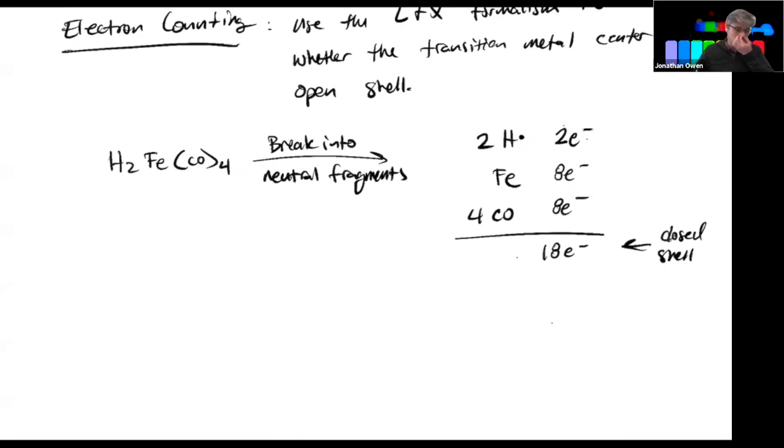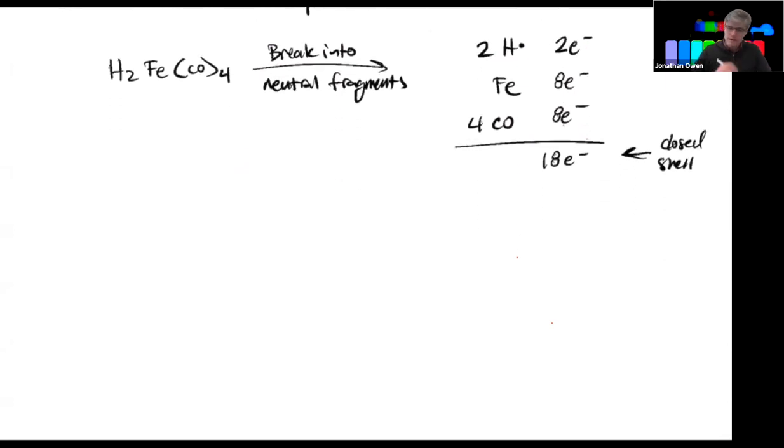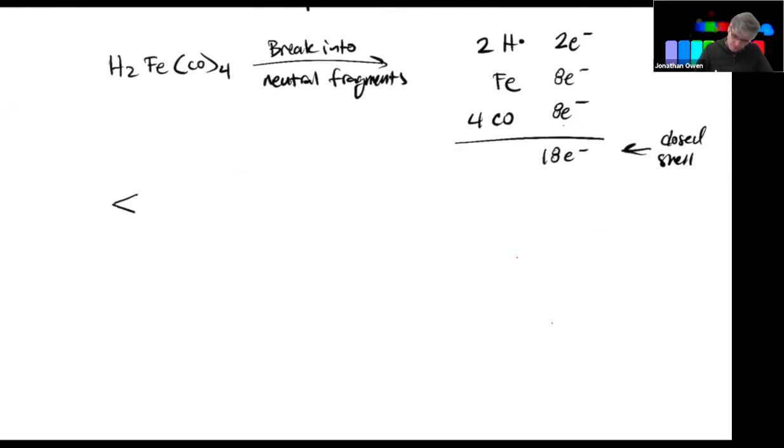Okay, so 18 electrons means that the iron center involves the 4s and the 4p and the 3d orbitals in making bonds, according to a covalent picture. We know natural resonance theory can be used to kind of supplant that.